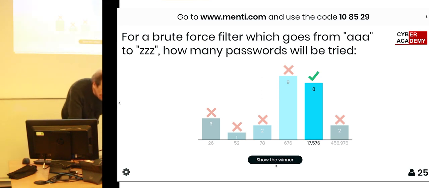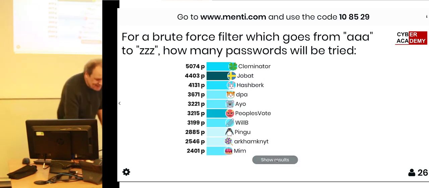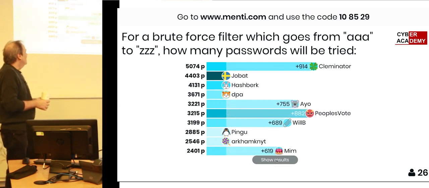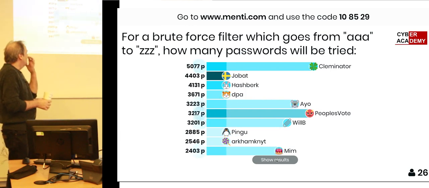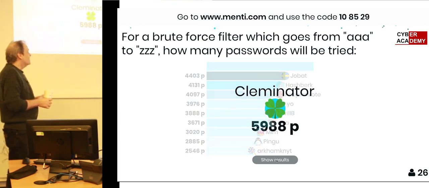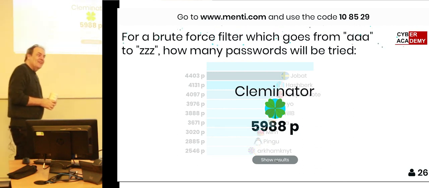Okay, so the winner and the person who wins the T-shirt this week is... Well, People's Vote did well there. Climatator's the one that's going to win, and it's by a long way, actually, by a surprisingly long way.